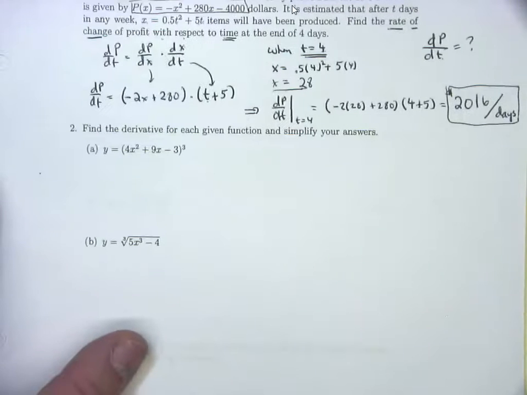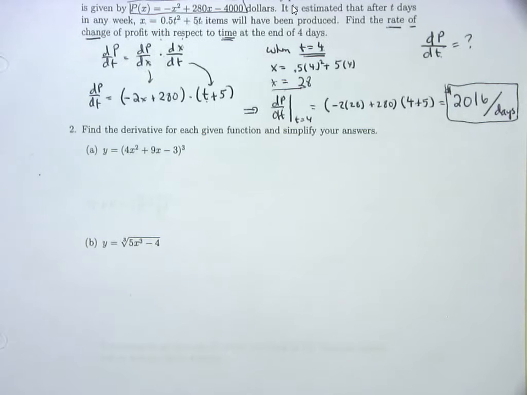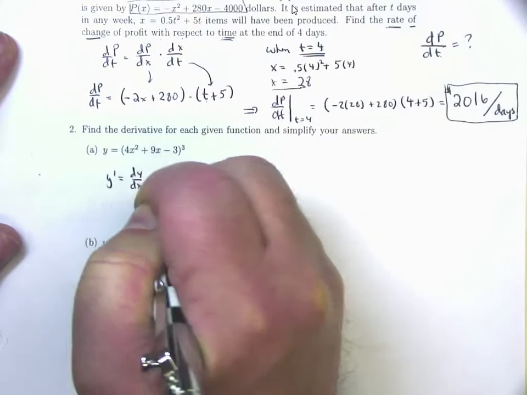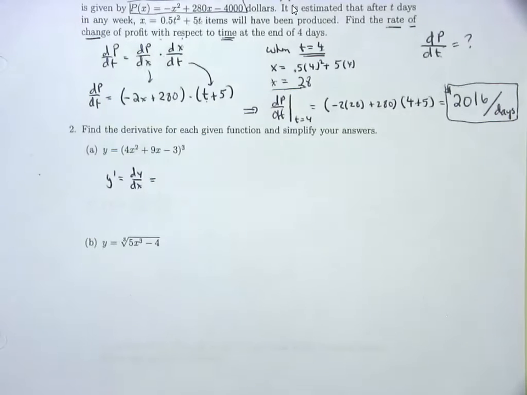Try this one here. y equals 4x squared plus 9x minus 3, cubed. Take the derivative of it. That's all it says. So y prime or dy over dx, whatever notation you want to use, just make sure you label it. y prime equals dy over dx equals this. What do I see? Pause, hesitate. I see 4x squared plus 9x minus 3 on the inside, raised to the third power on the outside. That's chain rule. Derivative of the outside, inside stays the same, times the derivative of the inside.